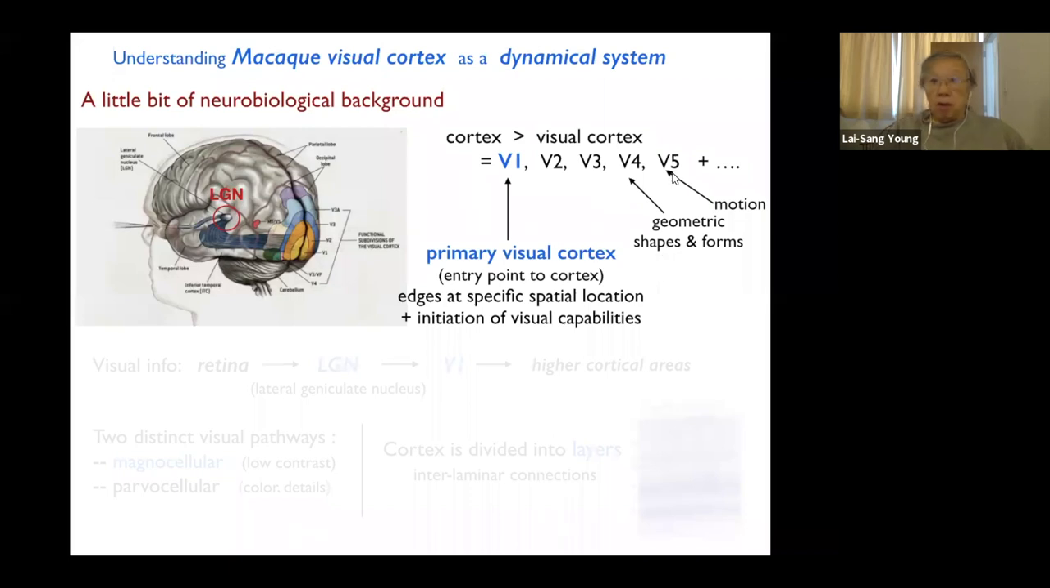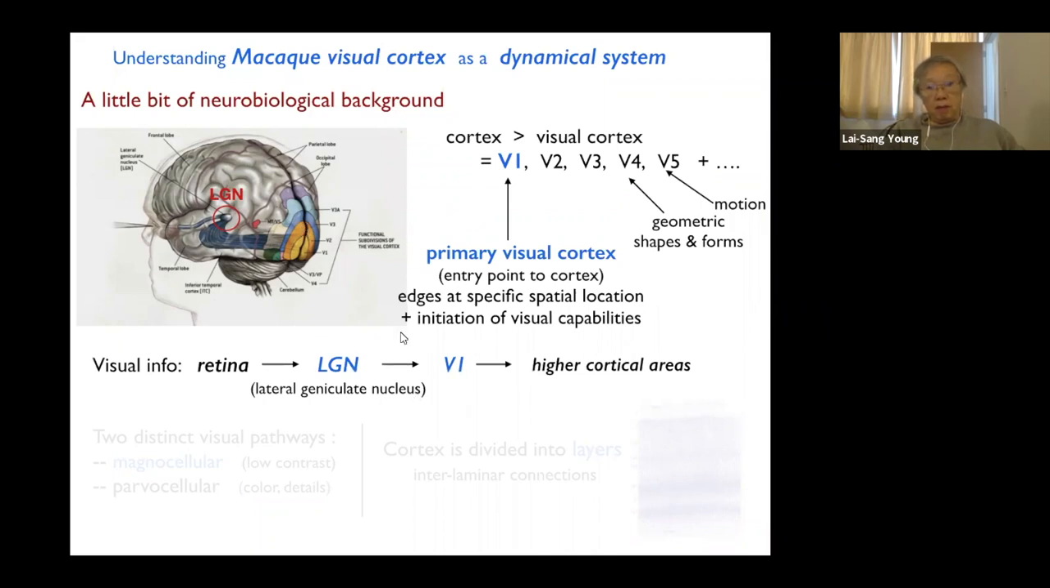But these cortical areas are unequal. Everything goes through V1, which is the entry point to the cortex. Whatever V1 does not see, the rest of them will not see. So V1 is far and away the largest and the most complex of these cortical areas. It's also where a lot of visual capabilities are initiated, even though they cannot be completed there. It initiates these capabilities and sends them downstream to be completed in the higher cortical areas. So the picture is that visual information goes from the retina to LGN, to V1, to the higher cortical areas. And my talk will be exclusively about LGN to V1 in this part.